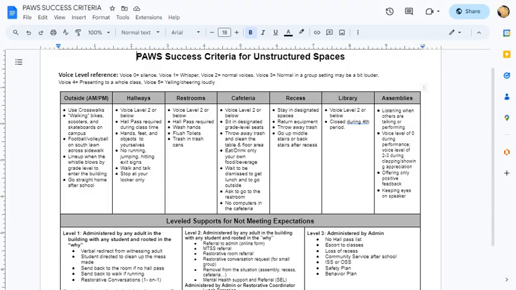In the cafeteria, same thing with the noise level 2. Please make sure that you are sitting in your designated grade level seat. Make sure that you throw away your trash and you clean up after yourselves. Eat and drink only your food, or make sure you communicate if you are sharing food with others. Make sure that you are waiting to be dismissed from lunch to go outside and have recess. Make sure that you are raising your hand to ask to go to the restroom. And also keep your devices in your locker so that there isn't any risk of a device getting damaged from food getting spilled on it.